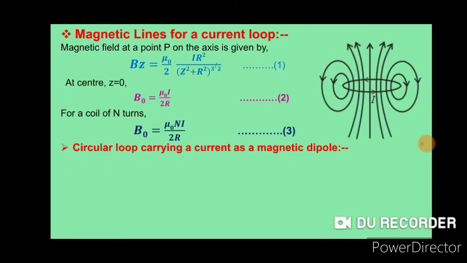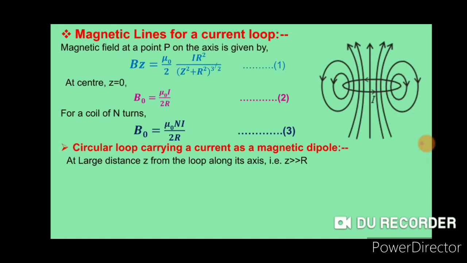Then second, consider a circular loop carrying a current as a magnetic dipole. The behavior of the magnetic field due to a circular current loop at large distance is very similar to that due to the electric field of an electric dipole.